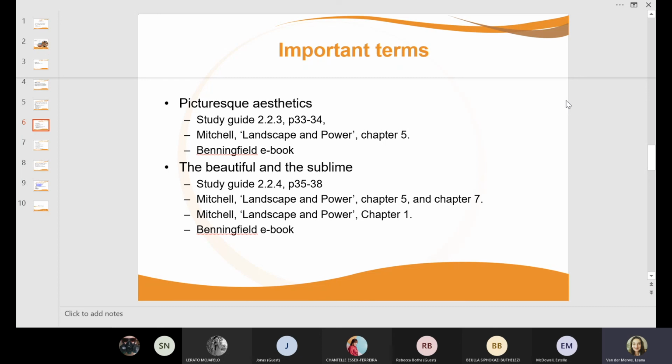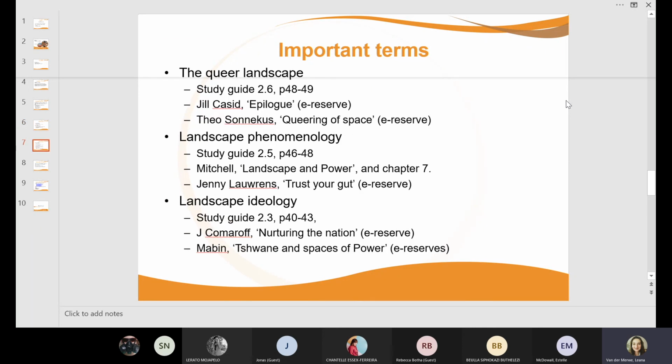And then there are several chapters there in Mitchell that refer to the beautiful and the sublime. And Mitchell is a wonderful book. If you can get your hands on that book and you're interested in landscape, it's a really interesting and well-written book. And then again, the Benningfield ebook, which you can all read.